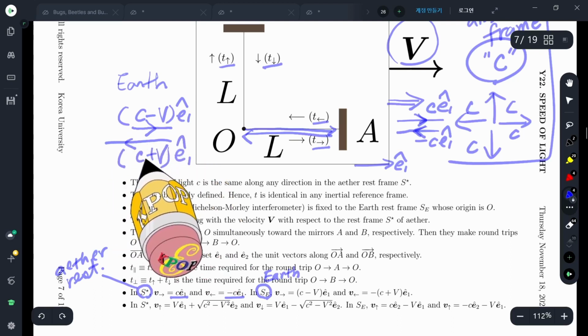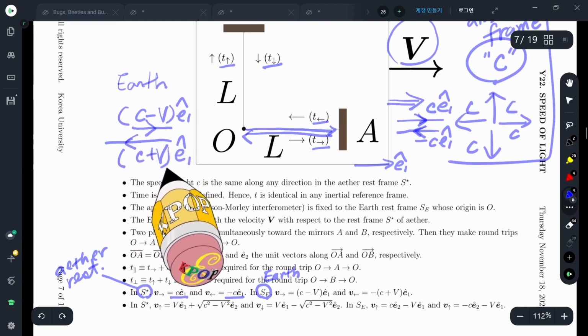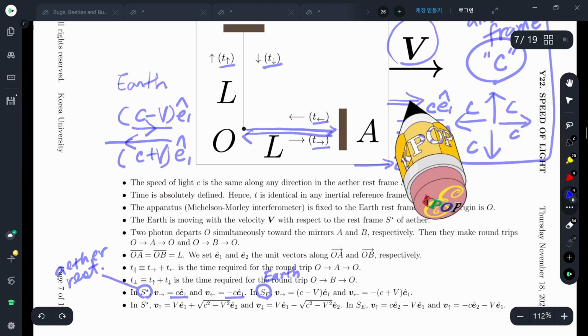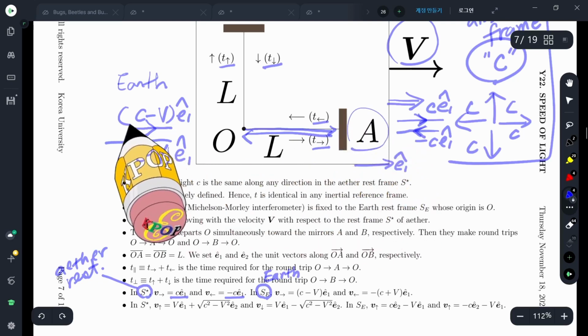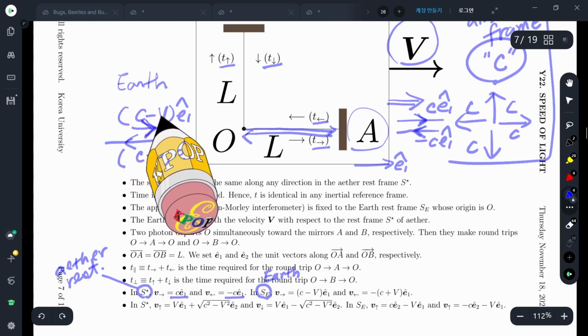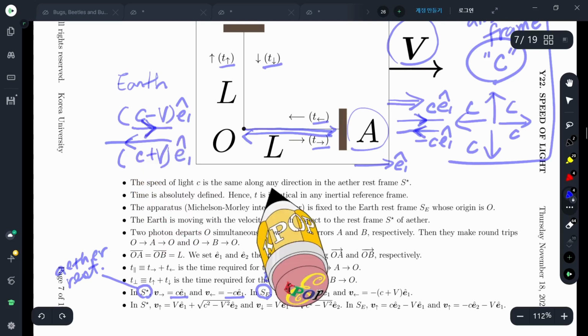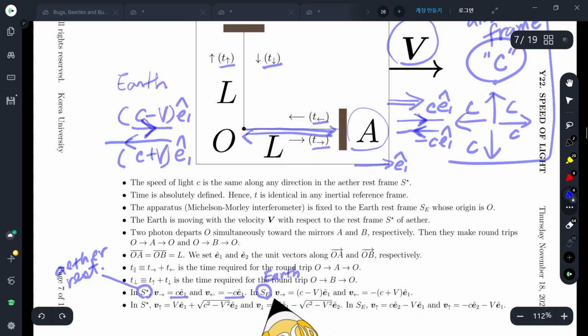So on Earth, when it returns, the light is faster than the speed of light in the ether rest frame. When it approaches mirror A, it is slowed down by the relative velocity of the Earth relative to the ether. That's the reason why we have V to the right in the Earth rest frame, and V to the left when it returns, where we have a faster velocity.